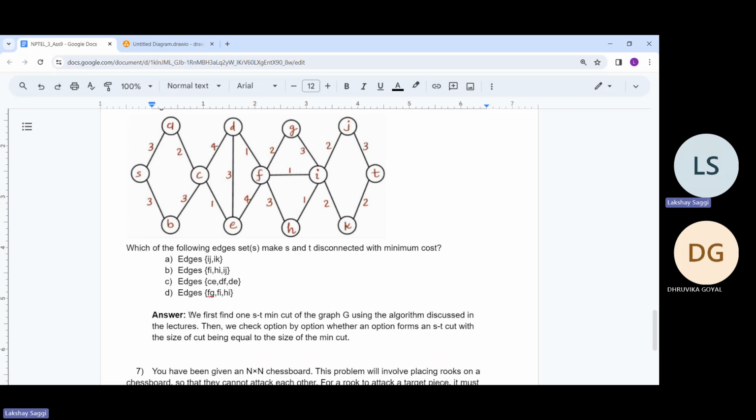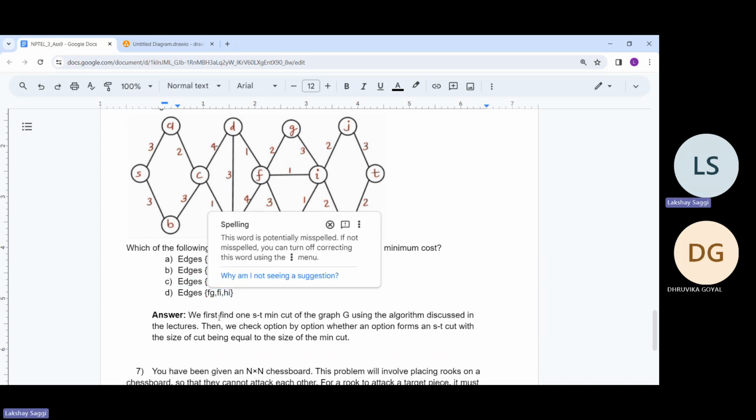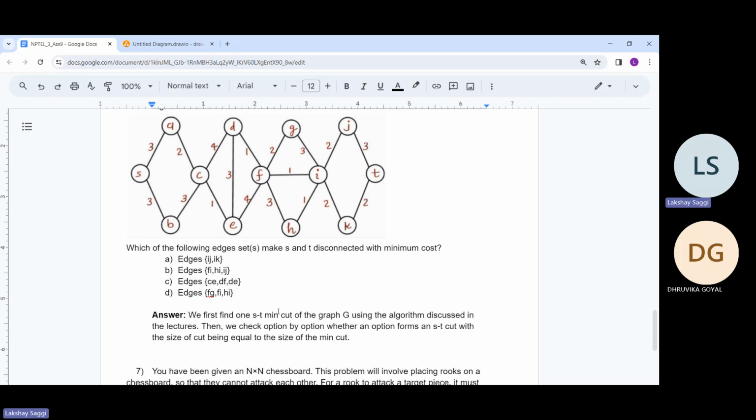Initially, by our algorithm, we can only find out one SG min cut, or let's say we can just find out the size of the SG min cut by the algorithm discussed in the lectures. But we still don't know whether these edges form an SG min cut, or these edges, or these edges. So what we actually do is we first find out the size, and then option by option we check whether these two edges actually form a cut and what's the size of that cut.